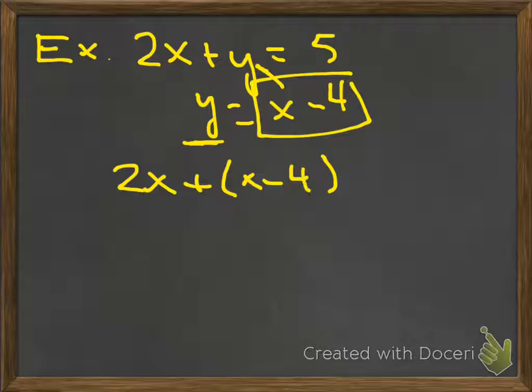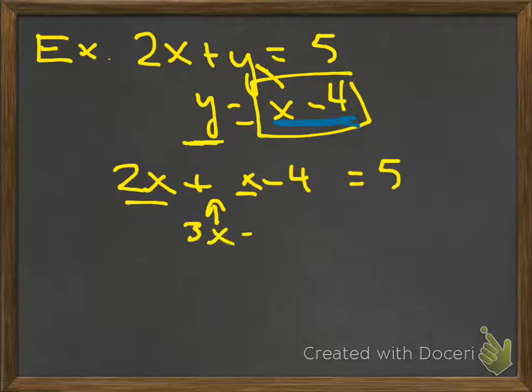Notice how I put the parentheses around that, just so you know I'm putting this whole thing in place of the y. Equals 5. Now, I don't really need the parentheses here, because there's nothing outside the parentheses, like right here in front, to multiply. So I'm going to go ahead and erase the parentheses.